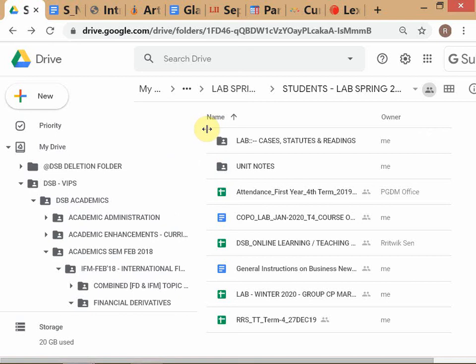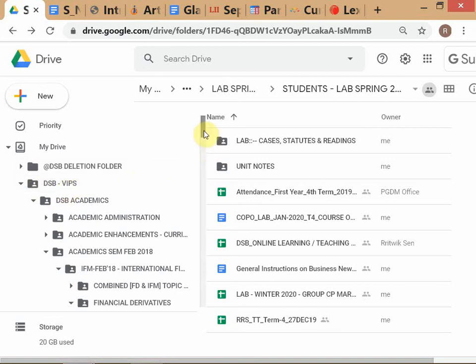Like male and female high level. Then I further divide the females and the males into wearing glasses, not wearing glasses. Okay. Then further I can divide those who are wearing glasses, say living in North Delhi, not living in North Delhi. I can keep on doing classifications like this. So DSB VIPs is one high level category. You can see another high level category, DSB deletion folder. Okay, that's one. So under DSB, now we are going into one of the high level categories.